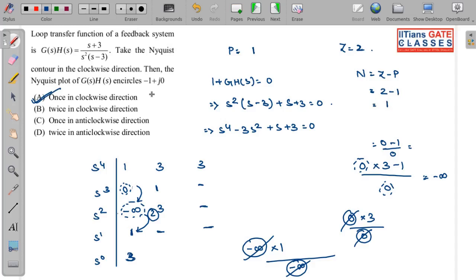Okay. So such kinds of questions are asked on the Nyquist plot in all your PSU kind of exams. I have tried to cover each and every aspect of the question that might be asked in your PSU exam, along with the theory part also.